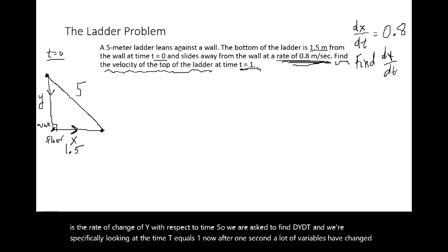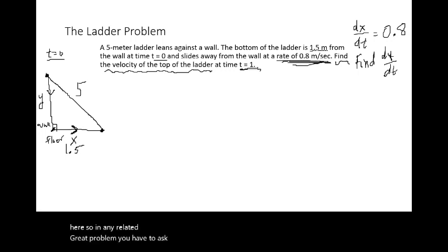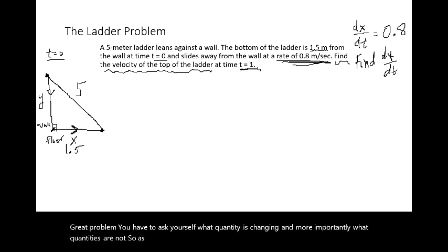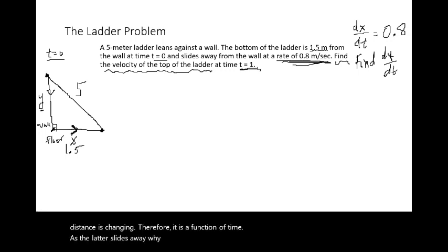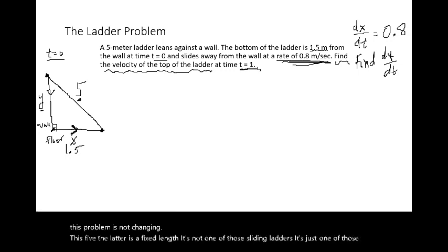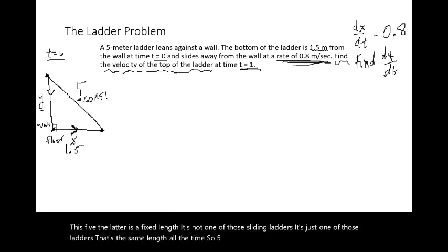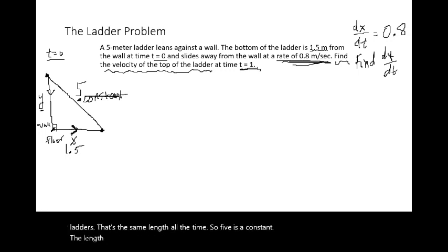So in any related rates problem, you have to ask yourself what quantity is changing and, more importantly, what quantities are not. As the bottom of the ladder starts to slide away, x is changing, so this x distance is changing, therefore it is a function of time. As the ladder slides away, y is also changing, so it too is a function of time. But what about this problem is not changing? This 5. The ladder is a fixed length. It's not one of those sliding ladders. It's just one of those ladders that's the same length all the time. So 5 is a constant. The length of the ladder is not changing.